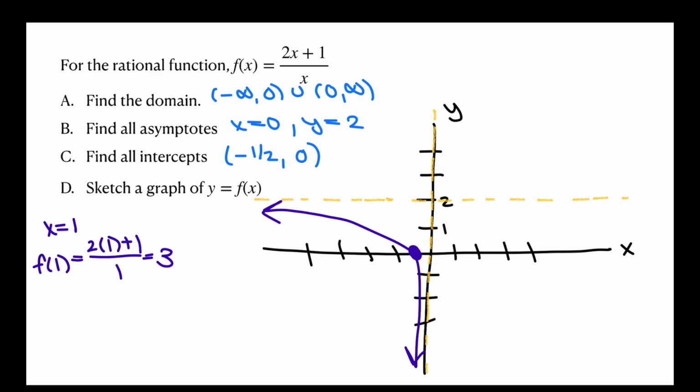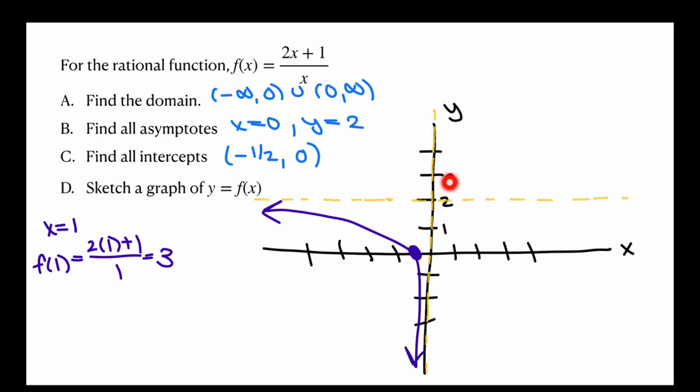And I chose x equal 1. So I'm going to take x equal 1 and plug that into my function. I got 2 times 1 plus 1 divided by 1. That's 3. So that tells me the point (1, 3) lies on this graph. So I went ahead and plotted the point (1, 3).